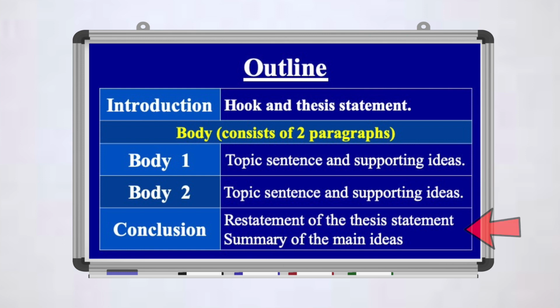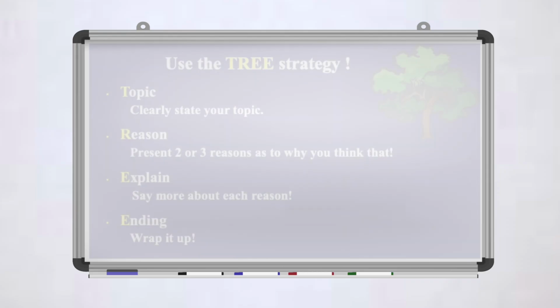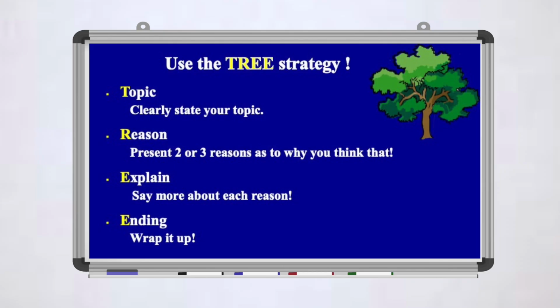In the conclusion, all you have to do is restate your opinion and summarize the whole thing. Let's take a look at the strategy that we're using to write. Now you planned your outline and you have a clear view, but what strategy are you going to use in filling this outline? We have the tree strategy, but it's not really a tree.